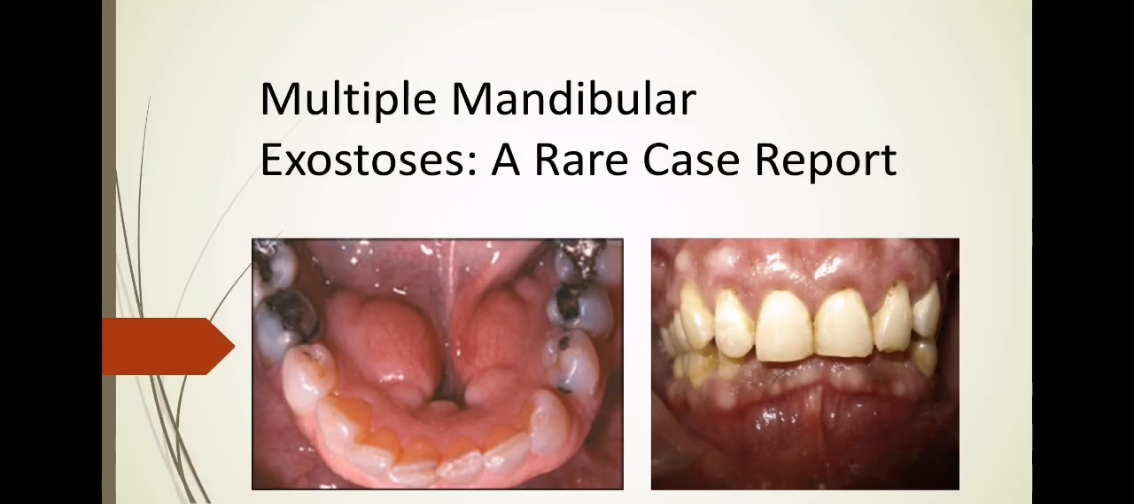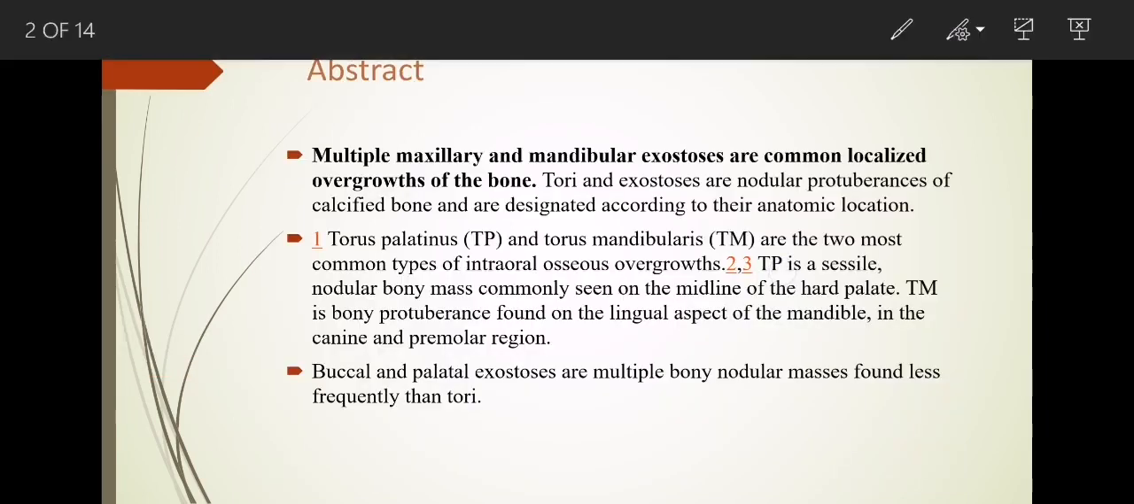Multiple mandibular exostoses. Multiple maxillary and mandibular exostoses are common localized overgrowths of the bone. Tori and exostoses are nodular protuberances of calcified bone and are designated according to their anatomic location. Torus palatinus and torus mandibularis are the two most common types of intraoral osseous overgrowth.